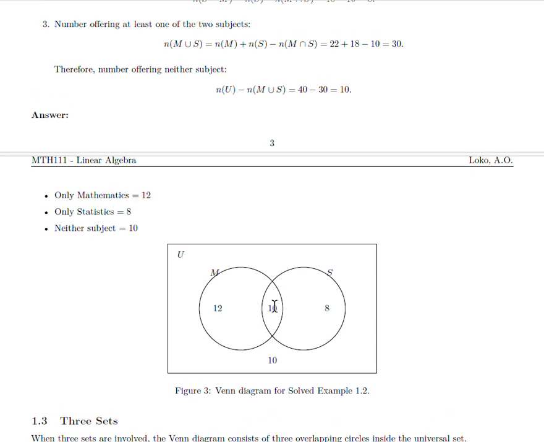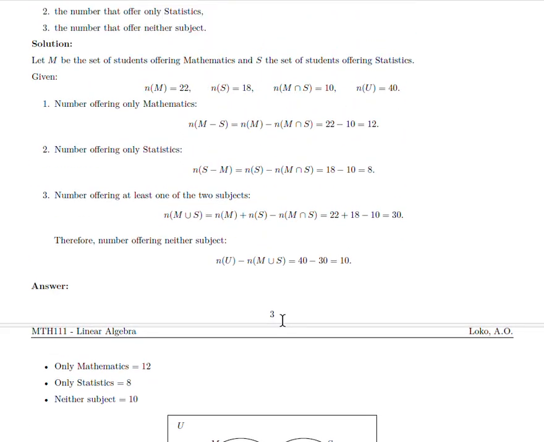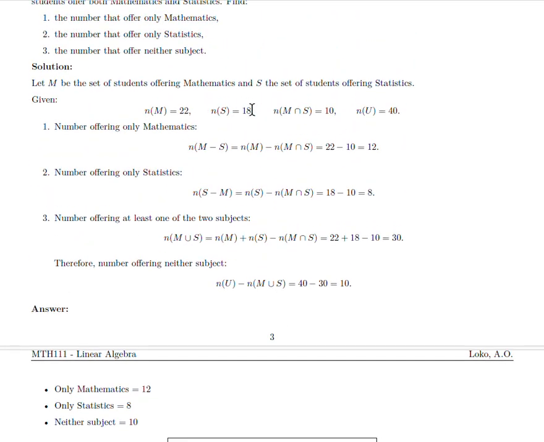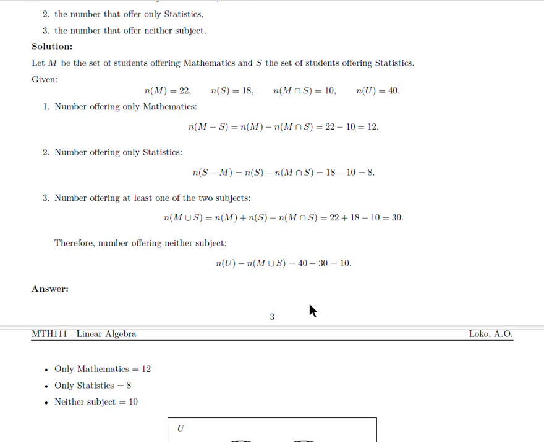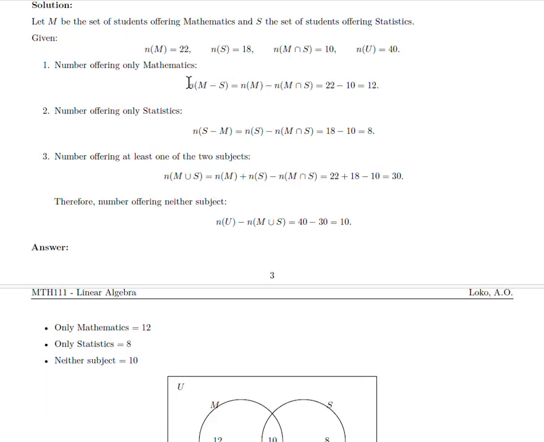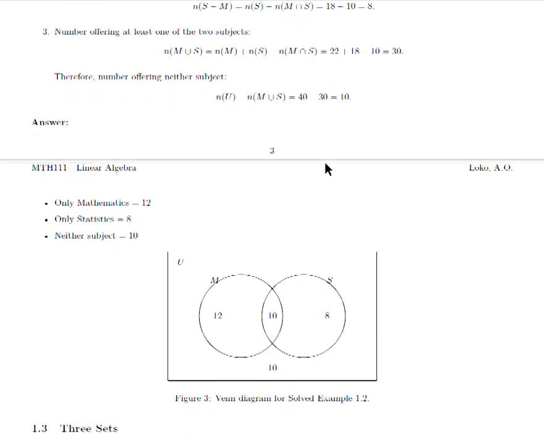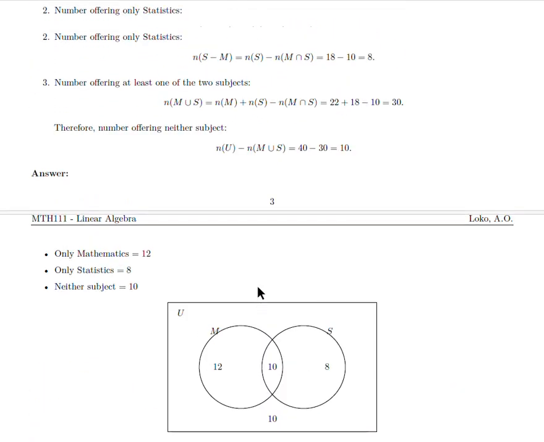We're also told that 10 students offer both mathematics and statistics. And then statistics altogether is 18. And so statistics only will be 18 minus that intersection, like you can see here. Statistics only will be cardinality of statistics minus cardinality of mathematics intersection statistics, which is 18 minus 10, which is 8, like we can see.